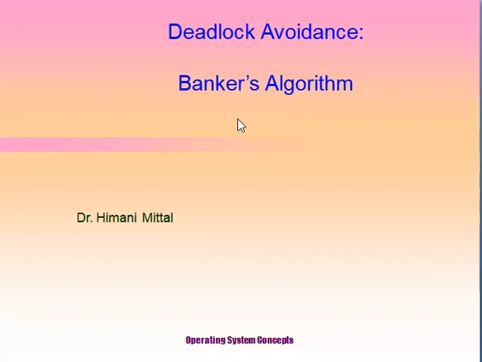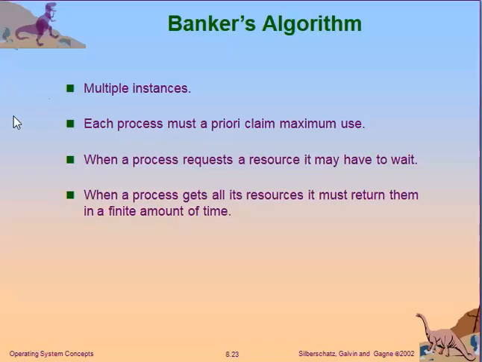So if the safe sequence can be found, then we say that no deadlock is going to occur, and therefore we have avoided the deadlock. But if the safe sequence cannot be found, in that case there is a chance that the deadlock is going to happen, and therefore the system should avoid allocating such resources. So let us look at the details of the banker's algorithm.